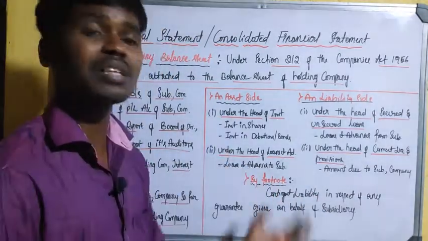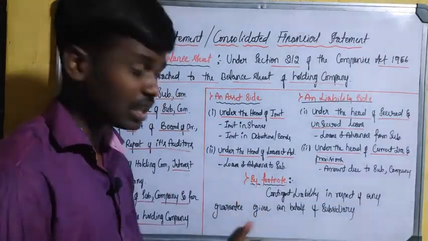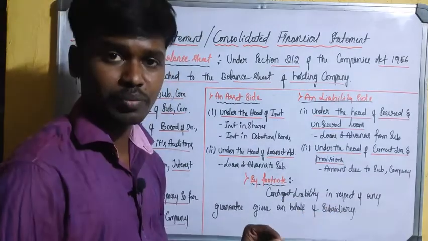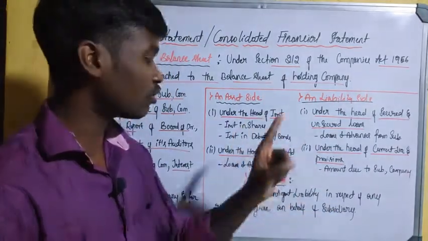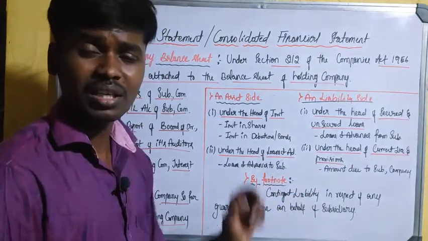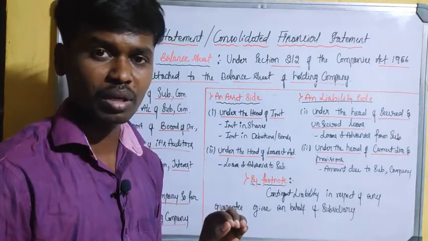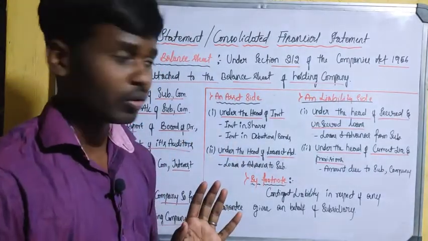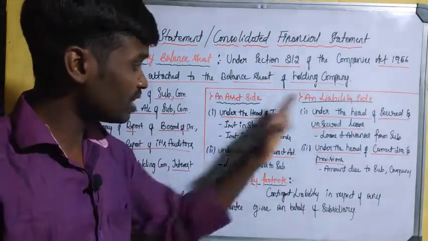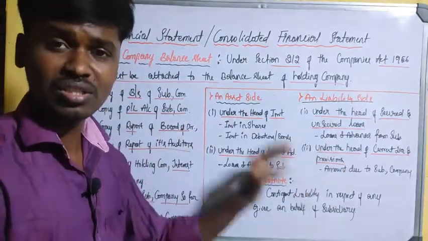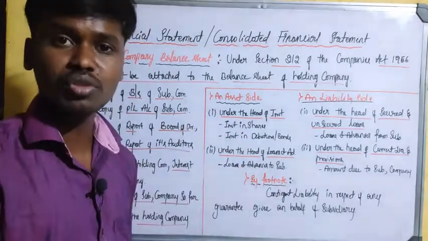But only based on the condition: a contingent liability in respect of any guarantee given on behalf of the subsidiary. If any guarantee on behalf of subsidiary company is given, that will be treated as contingent liability. It is also related to the transaction of the subsidiary company, we have to assume. Okay, so as per schedule 14 we have to assume these items and these transactions will be completely related to subsidiary company.